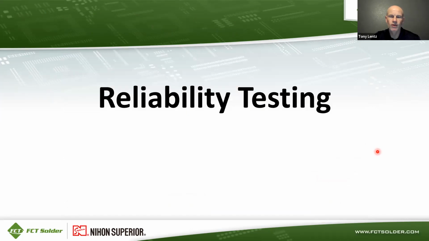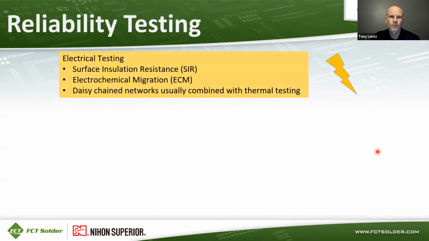All right, let's talk about reliability testing. What kind of things do we do in order to test reliability? We can perform electrical tests like surface insulation resistance or electrochemical migration, which are generally done to qualify things like solder masks, conformal coatings, flux residues. But those types of tests can also be used in combination with some of these other methods in order to measure reliability.